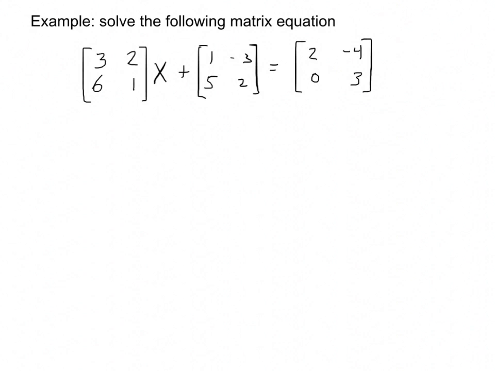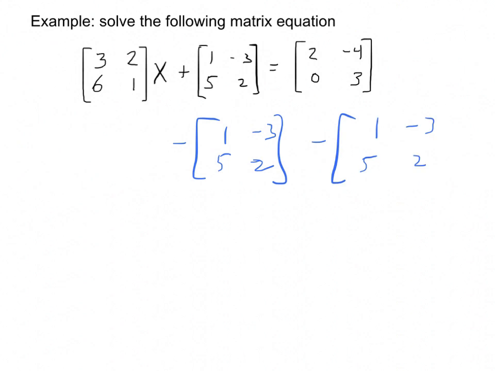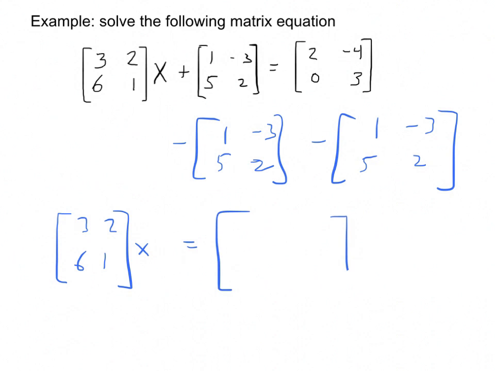Right? So the first step, as I said, is to subtract this matrix on both sides. Right? Doing that means that the left side is just going to be 3, 2, 6, 1, x equals. Now on the right side, remember with matrix subtraction, you just do piece by piece. So first, 2 minus 1. That gives me 1. Next, negative 4 minus negative 3, that's going to be a negative 1.